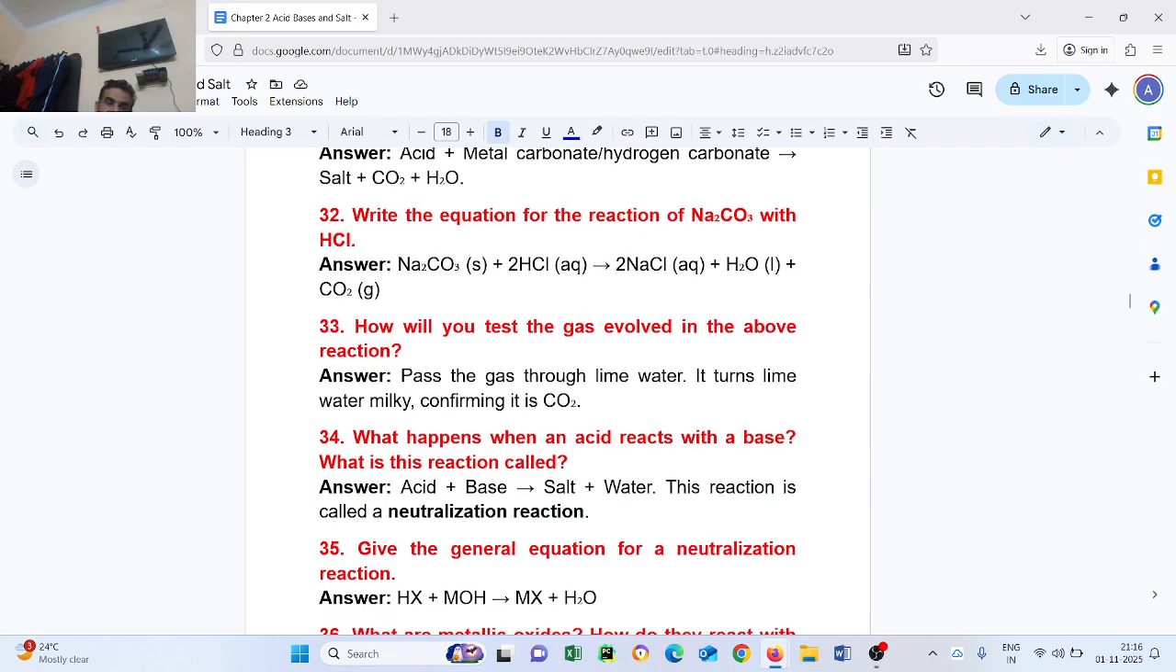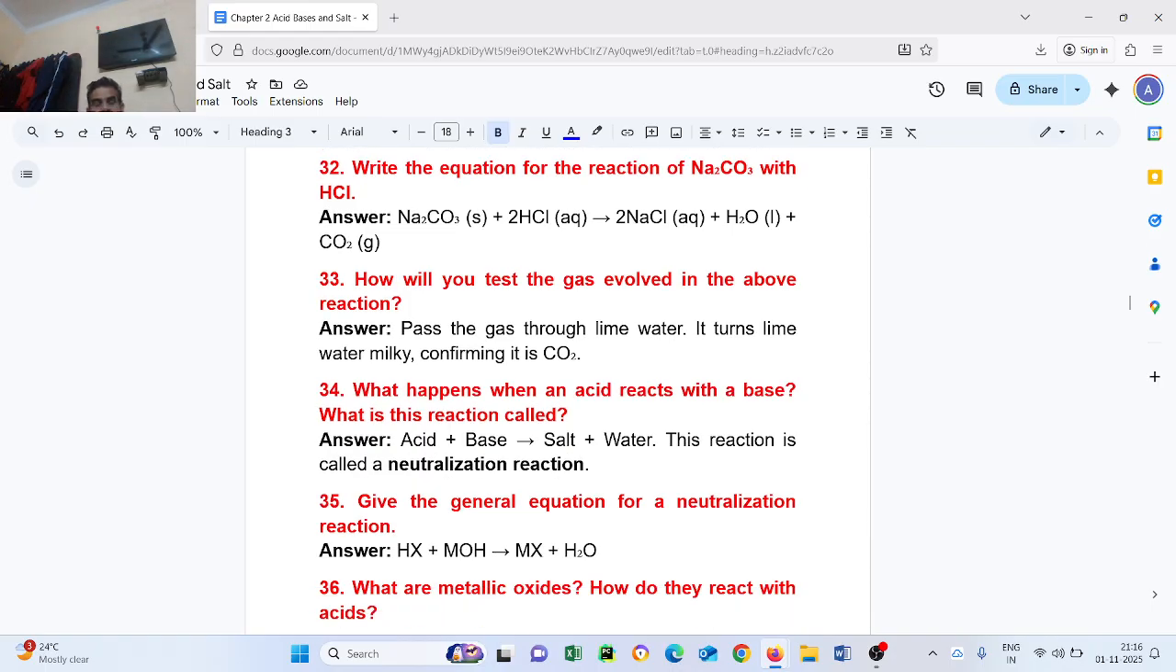Question number 34. What happens when an acid reacts with a base? What is this reaction called? Acid plus base gives salt plus water. This reaction is called a neutralization reaction.